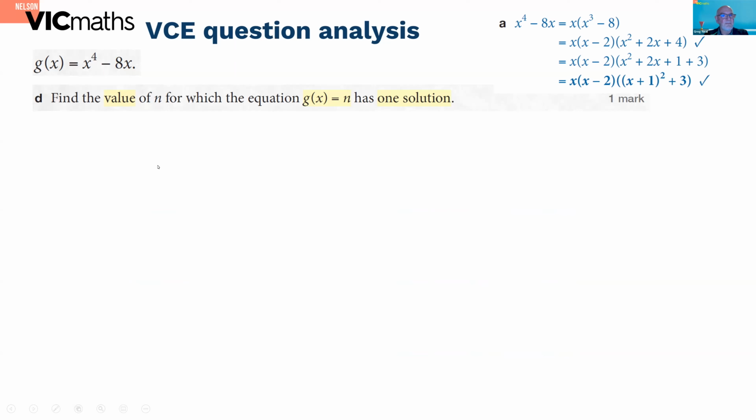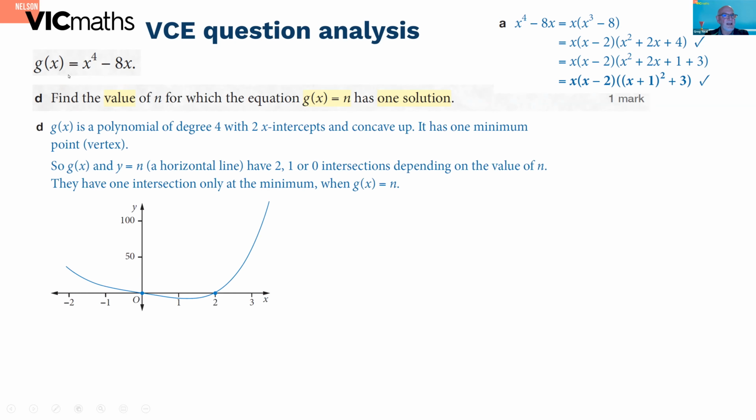All right. So in this particular question, they're saying, find the value of n for which the equation g of x is equal to n has got one solution. I think the best way to think about this is that we're looking at 2 functions. We've got y equals g of x, we can see is this quartic here that's sketched, got x-intercepts of 0 and 2, and another function y equals n, which is a horizontal line.